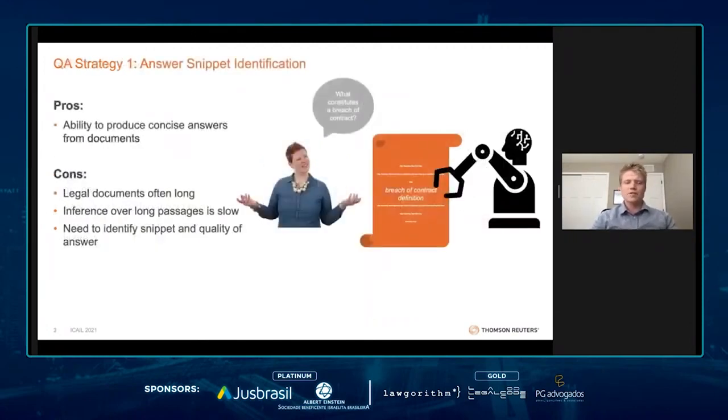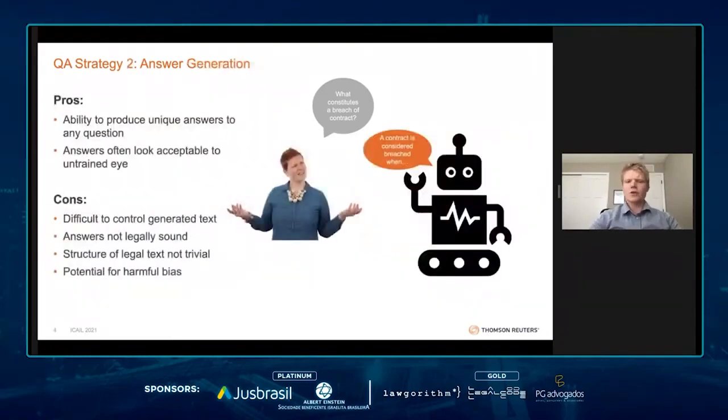We'll see. So some of the strategies you could use for question answering is answer snippet identification. This is similar to the SQuAD problem. And the pro is that you're able to produce concise answers from any length documents. But the cons are that legal documents are often really long. Inference over long passages can be really slow, or they might not fit into your transformer window. And then in addition to saying whether or not the passage is a sufficient answer, you need to identify the boundaries of the snippet.